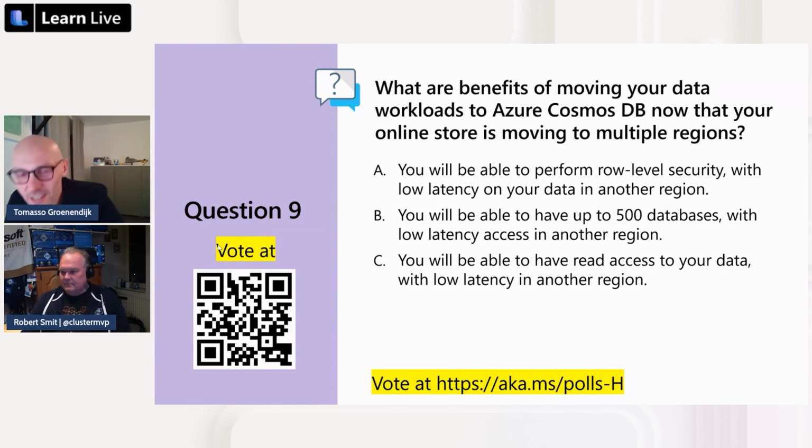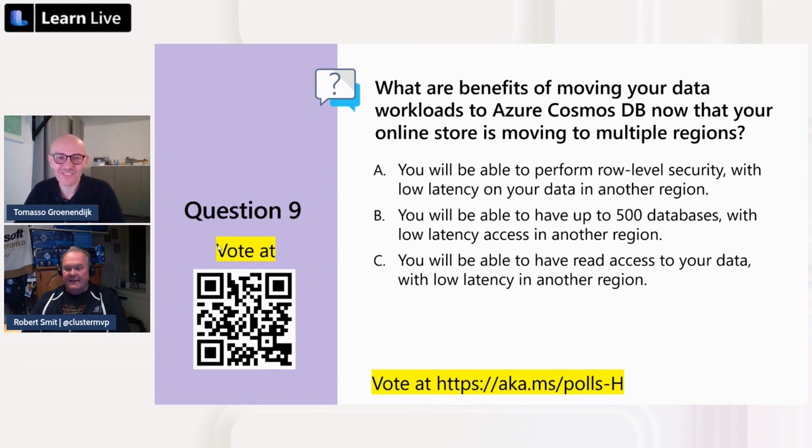So, Robert, you're not a specialist in platform as a service, but I know you really like it. So what do you think? Well, I see big numbers, right? 500 databases, that seems like a lot, with low latency, big machines. A, probably, perform row level security with low latency on your data in another region. The row level security, that's not something that we talk about. I can't remember. No. But it could be, right?